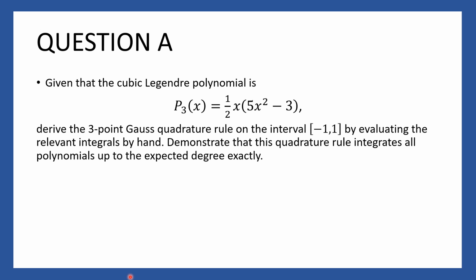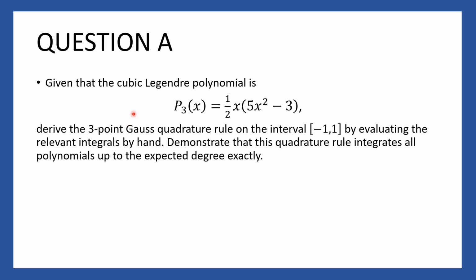So this question is in two parts. We are to derive a 3-point Gauss quadrature rule on the interval -1 to 1, and we are to do this by hand. And then the second part says we should demonstrate that this rule integrates all the polynomials up to the expected degree exactly. Now the first question is, what's the function that we want to integrate? The answer to that is we do not have the function to integrate yet. This P3 of x is not the function we are integrating, but it's the Legendre polynomial that will provide the roots for our Gauss quadrature rule to be able to integrate the functions to be given in the next questions.